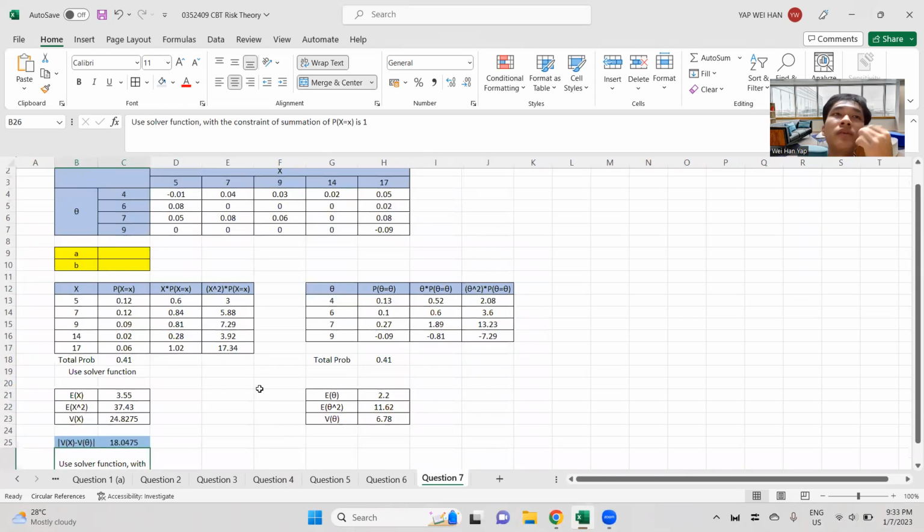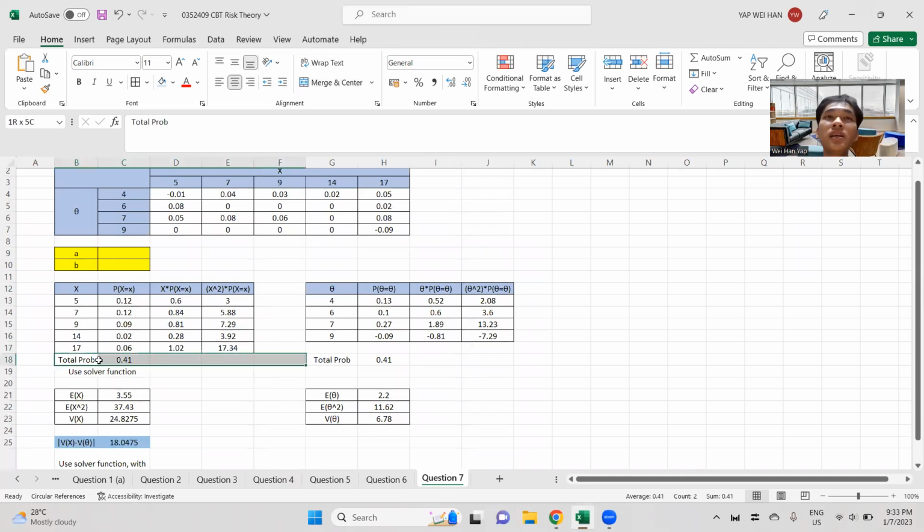Which is pretty logical, because we don't have the value of A, we don't have the value of B, and our total probability here, they are all messed up. It should be 1. But why am I getting 0.41 only? So we can work from that.